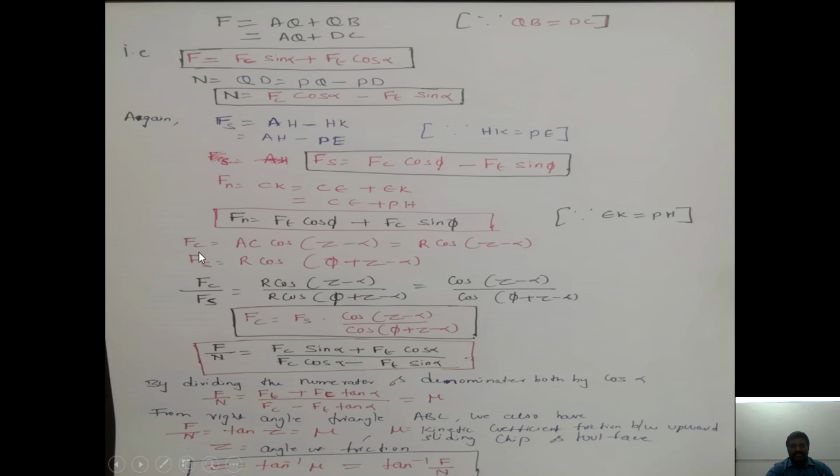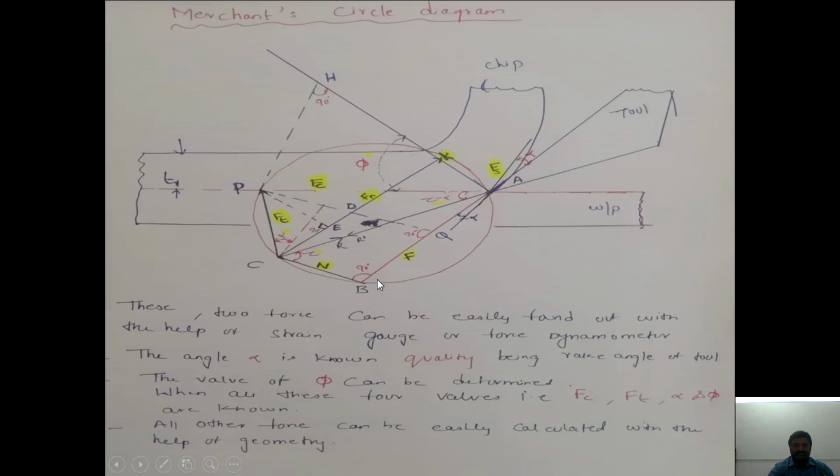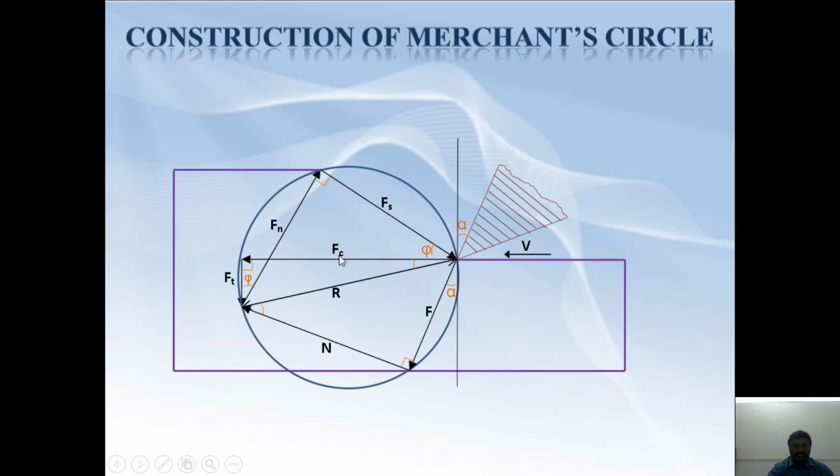Now come to Fc. I want to calculate what Fc is. Fc is equal to AC, which makes a triangle here. So Fc is equal to AC into cos(τ minus α). We can also say AC is also known as the resultant R, capital R.